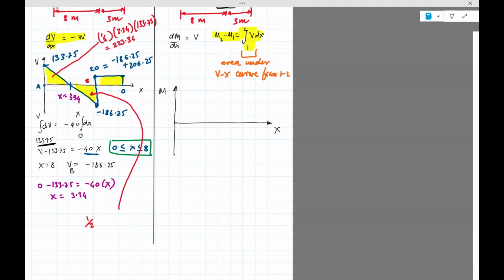So it's going to be half 8 minus 3.34. That's going to be the base. The height is, as you can see, minus 186.25. The negative sign is actually important. So when you do this math, you get 433.36 minus 433.36... 433.96 maybe.